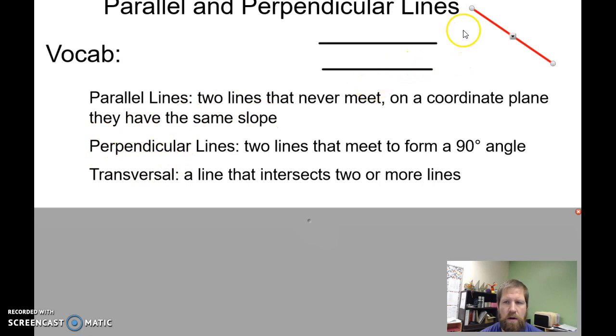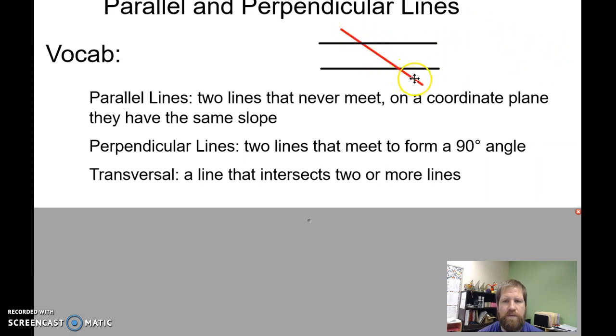Perpendicular lines are when you have one line that forms a 90-degree angle with another line. Okay, and another part to that is they only meet at one point. Okay, all right. And the last vocabulary term is a transversal.